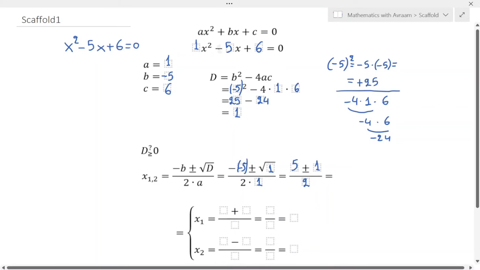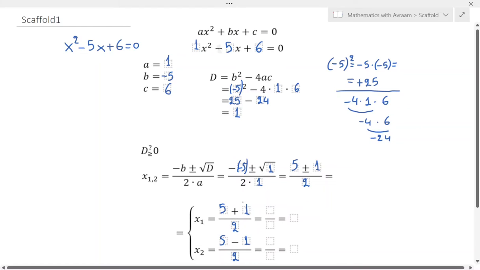x1 is the first solution, x2 is the second solution of this equation, and they both are 5, 1, 2, and here 5, 1, 2. So these two fractions are written together in this form. But now we need to separate them because we need to make the calculations.